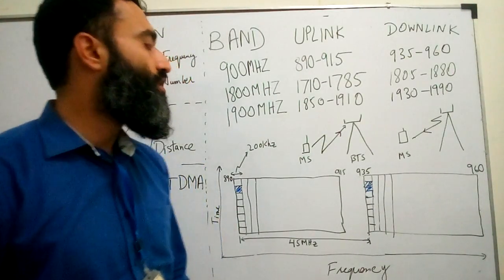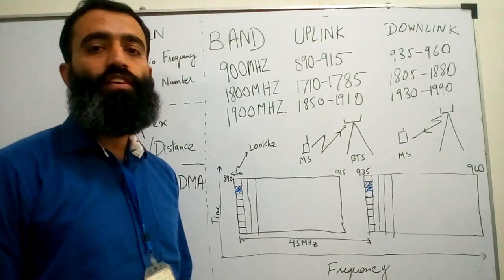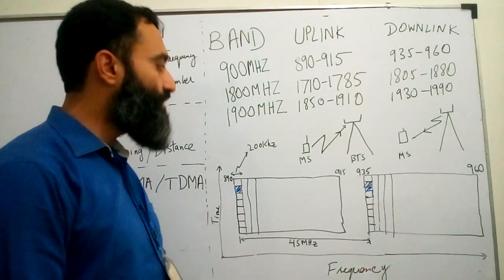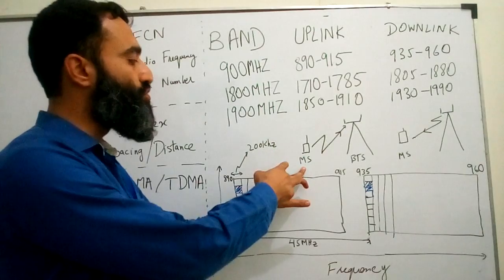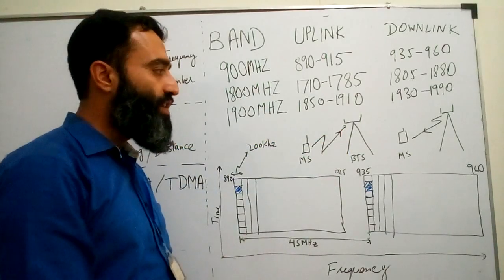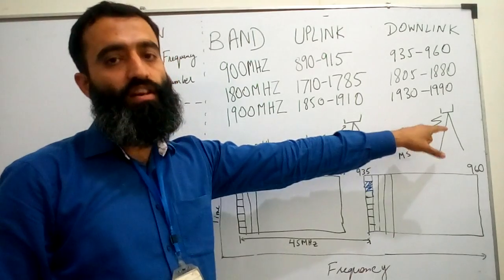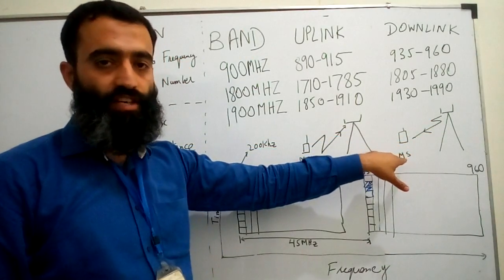Today we are going to talk about the frequency spectrum of GSM and how this frequency spectrum is used. First of all, we need to know what is meant by the uplink frequency and the downlink frequency. Uplink frequency is the frequency that is used from the mobile station to the BTS or the tower, and the downlink frequency is the frequency which is used from the BTS or the tower to the mobile station.